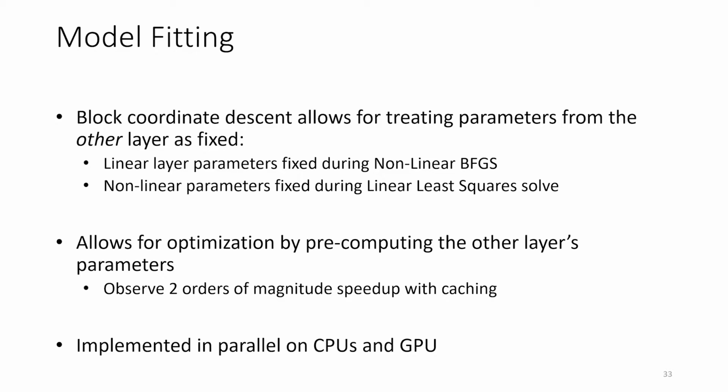to perform further optimization of our training process. When performing the update of the relevant layer, block coordinate descent allows us to fix the parameters of the other layer, which means we can pre-compute these parameters. In our case, this pre-computation allows for a speed up of 2 orders of magnitude during training.